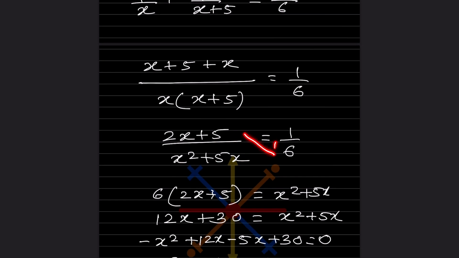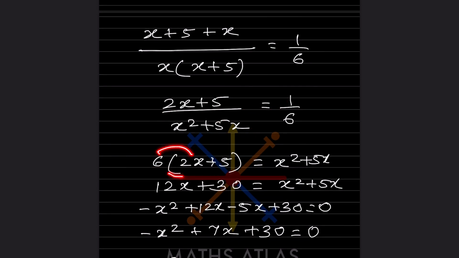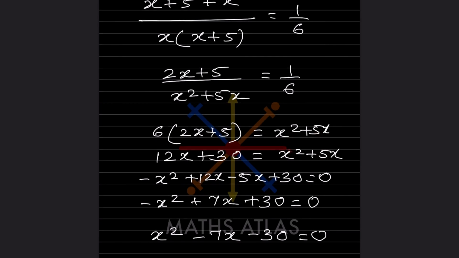So now we are going to cross multiply. So 6 will go over here, that will be 6 into 2x plus 5, and this will go over here, that will be x square plus 5x. So this will be 12x plus 30, the same. Now if we take this to the other side, this is going to be minus x square, plus 12x, minus 5x, and plus 30 is equal to 0. So minus x square, plus 7x, plus 30 is 0.